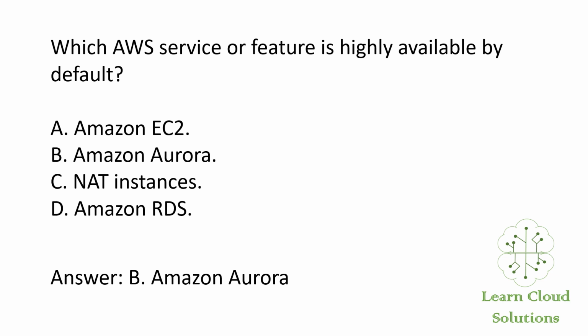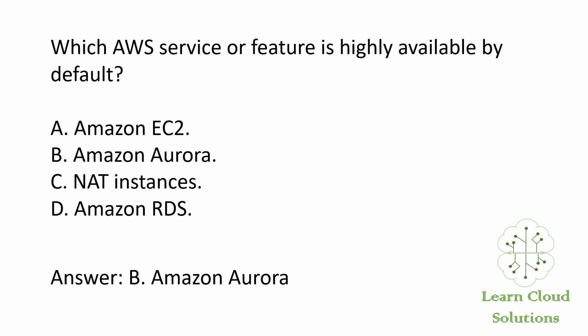C. NAT instances are Amazon Elastic Compute Cloud (EC2) instances that you can use to enable instances in a private subnet to connect to the internet or other AWS services, but do not provide high availability by default. You can use the auto scaling feature to increase the availability of your NAT instances, but they do not provide this feature by default.